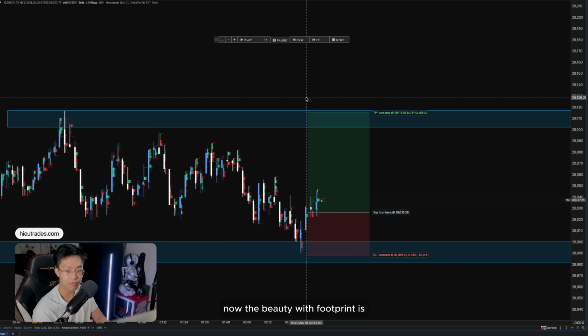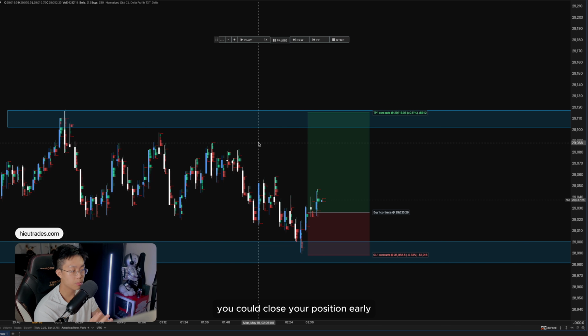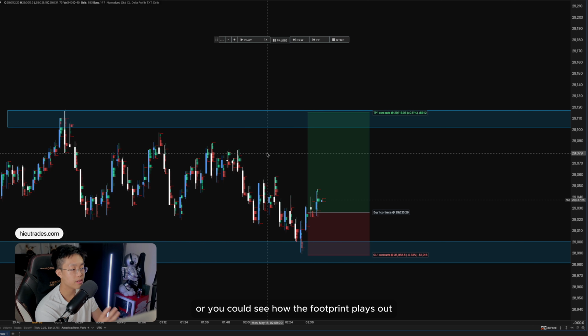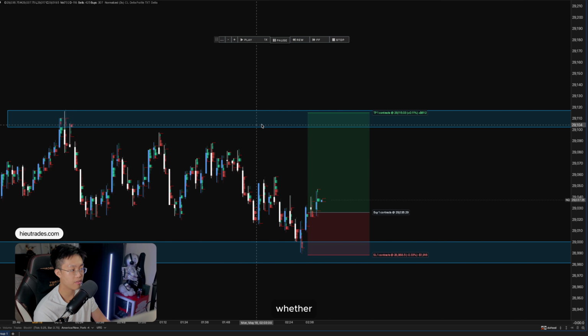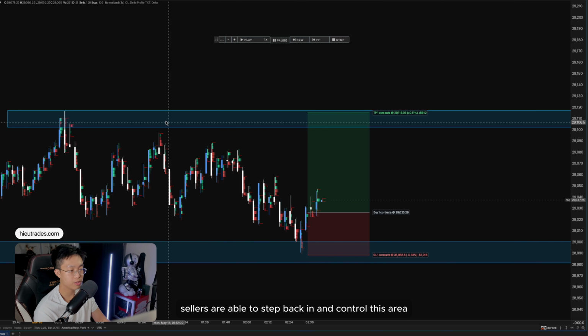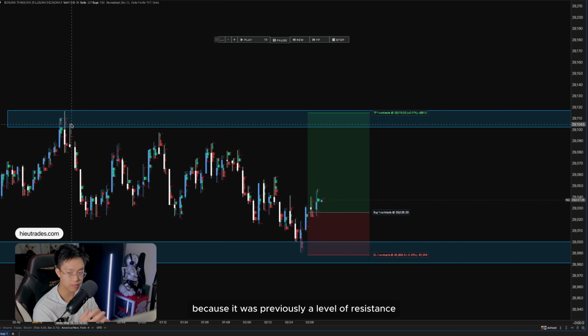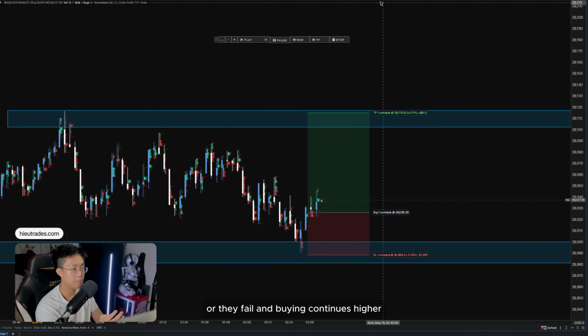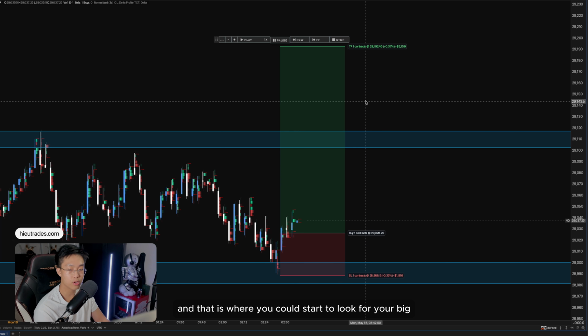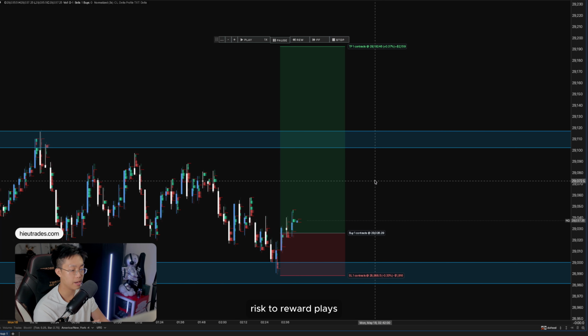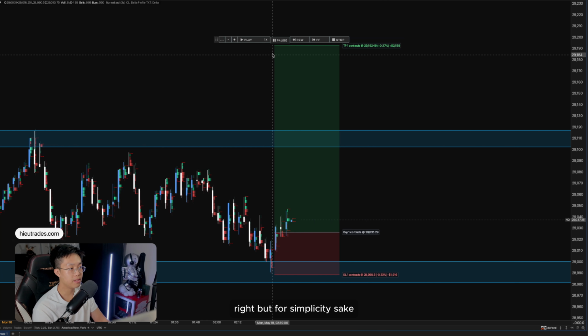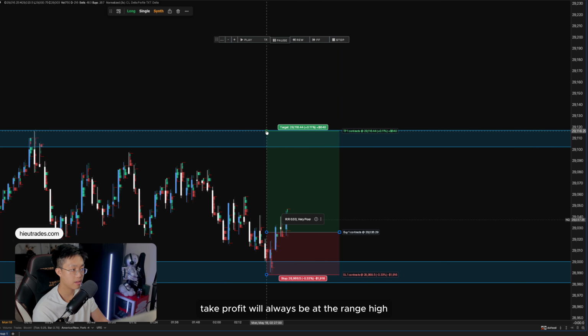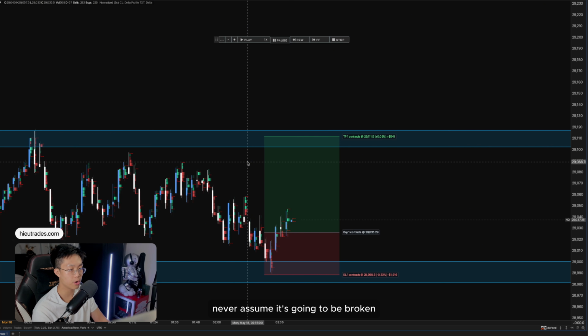Now, the beauty with footprint is when you take out a range high, you could close your position early, or you could see how the footprint plays out. Whether sellers are able to step back in and control this area because it was previously a level of resistance, or they fail and buying continues higher. And that is where you could start to look for your big risk to reward plays. But for simplicity's sake, the highest probability take profit will always be at the range high. Never assume it's going to be broken until it does break.